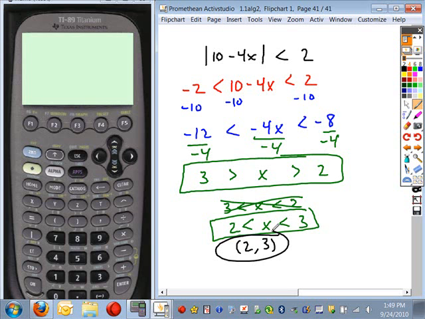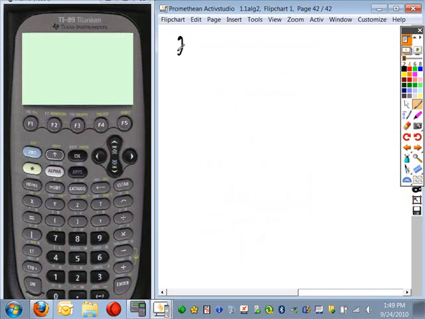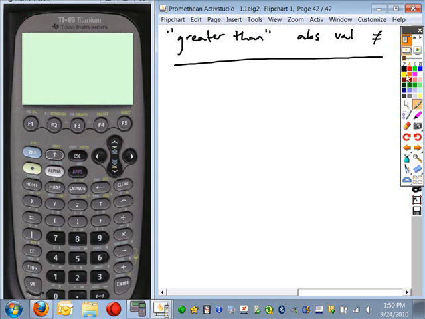Now, this varies from if we had done the same thing, but with a greater than absolute value inequality. If we're dealing with an absolute value inequality that has a greater than, opening toward the absolute value expression, let's take a look at that case. And the equal to doesn't matter. The equal to just determines whether those critical points are included or excluded in your solutions.